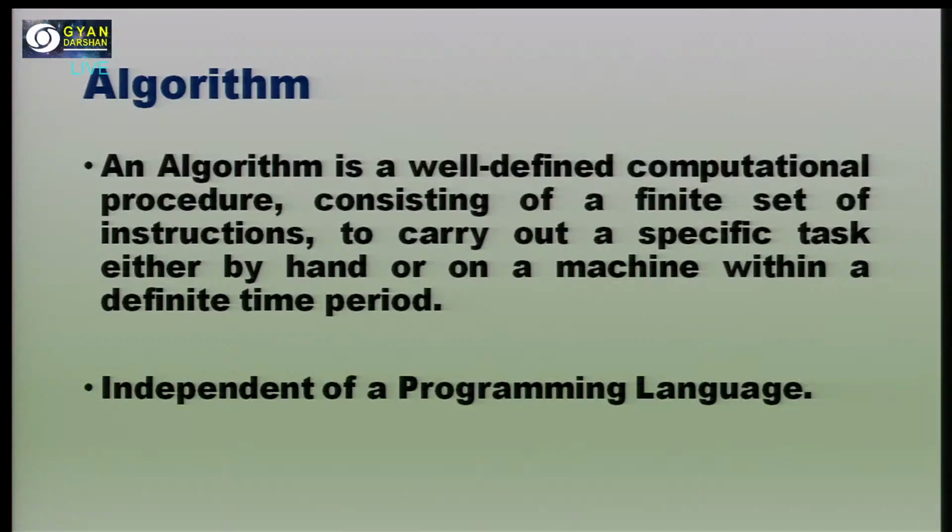Looks very complicated. Rather than looking into this detailed definition, we would like to define it in terms of characteristics, right? So the first characteristic of an algorithm is that it is independent of a programming language. Whenever you are writing an algorithm, you are not worried about which programming language you are going to use, right? Whether you are going to implement that particular algorithm in C or C++, it really does not matter.